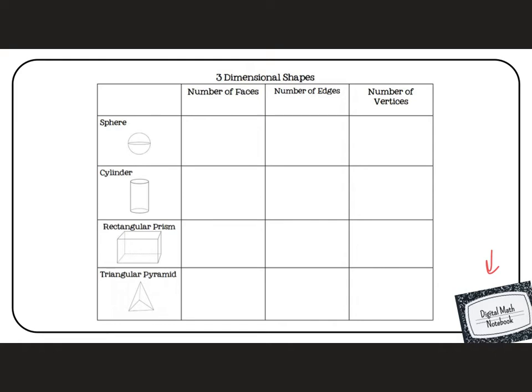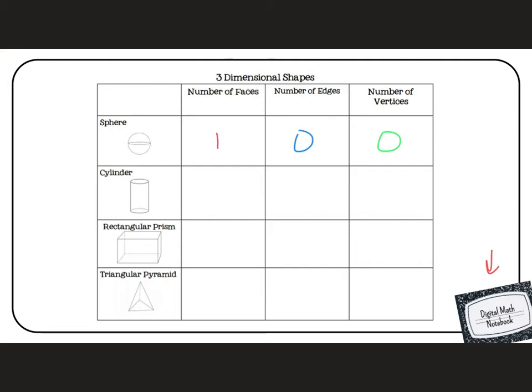Now, a sphere is a little bit funny because it contains a circle, and a circle is not a polygon, kind of like when we talked about that cone. So when we look at the number of faces, a sphere only has one big curved face, but it doesn't have any edges or any vertices because it doesn't have any corners or any edges.